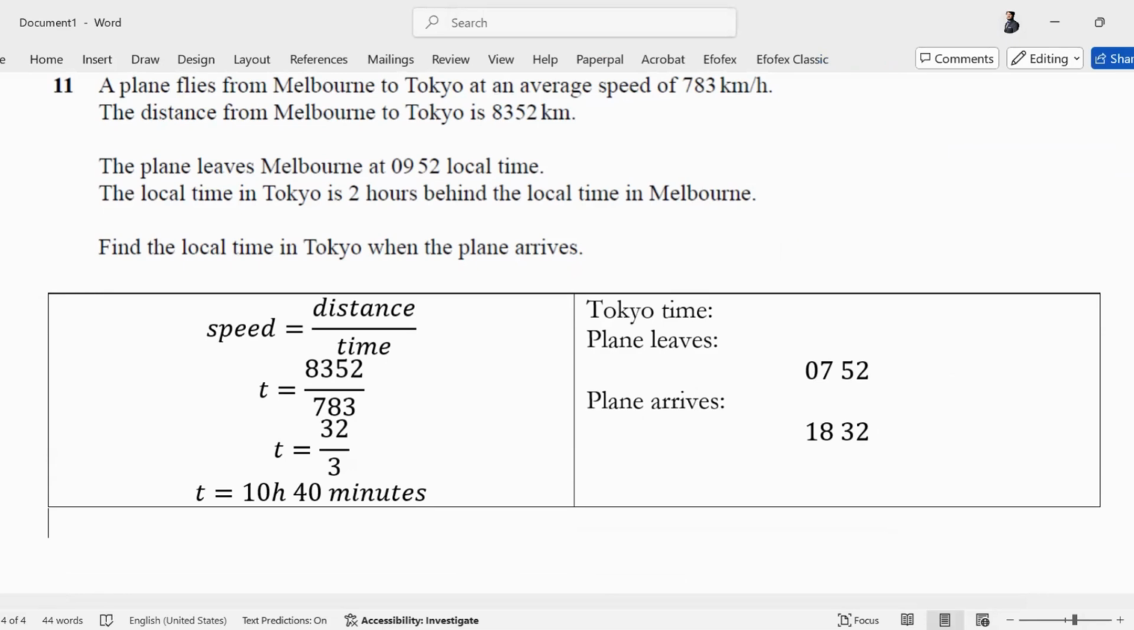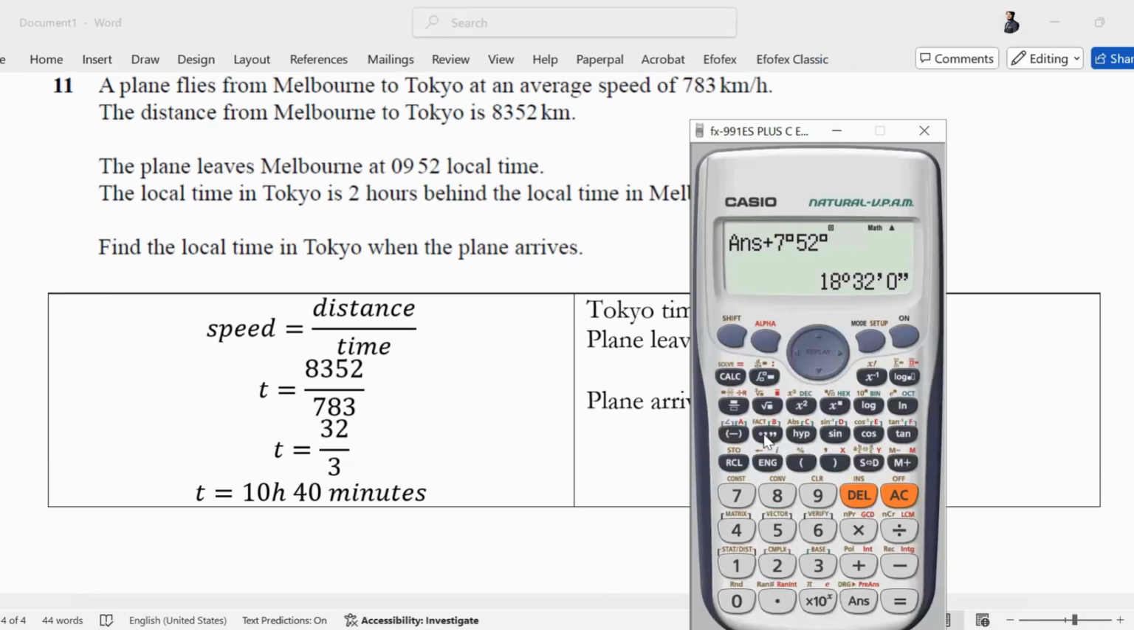Students are often confused in this. When you press this button once, it goes into hours, and when you press it again, it tells you the minutes. So the answer is 18 hours and 32 minutes. So giving the answer in 24-hour clock is perfectly fine.